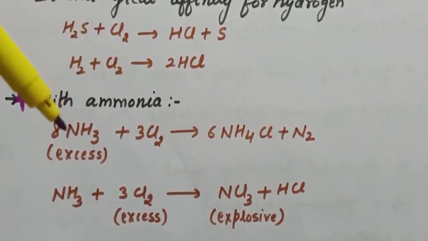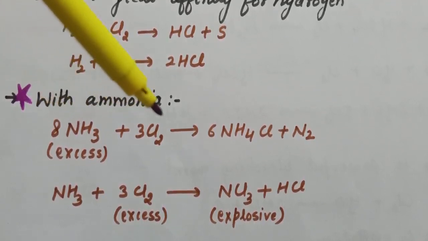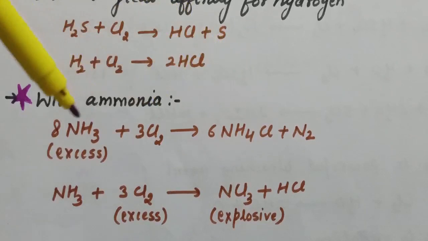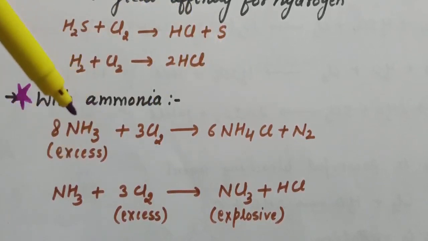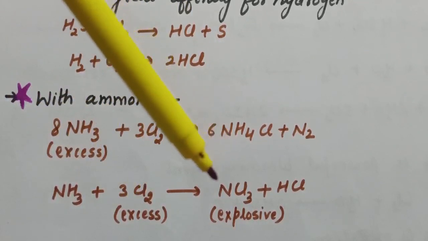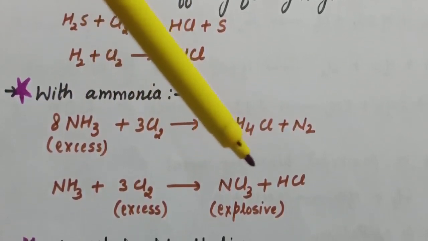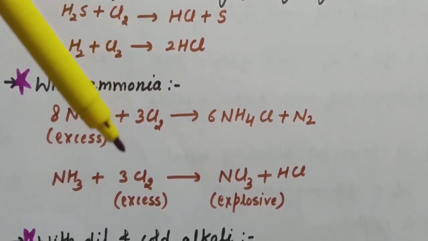First is when we take ammonia in excess, at that time ammonia plus chlorine is giving ammonium chloride. But when we take chlorine in excess, at that time NCl3, that is nitrogen trichloride, is formed, and this is explosive compound. So this is the reaction of chlorine with ammonia.